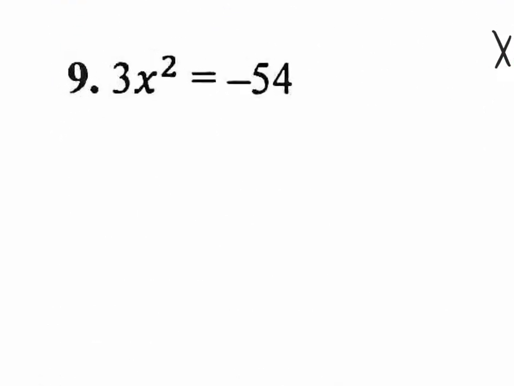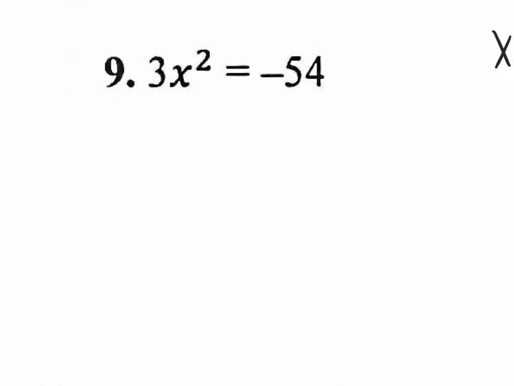Continuing on, number 9. Would you use the quadratic formula right there? No way. I mean, you could, right? If you wanted to, you could add 54, that would be your C value, positive 54, your A value would be 3, your B value would be 0, and you could use the quadratic formula. But this is way easier to just solve the way you normally would by getting rid of things by doing the opposite. So I'd get rid of the 3 by dividing by 3.